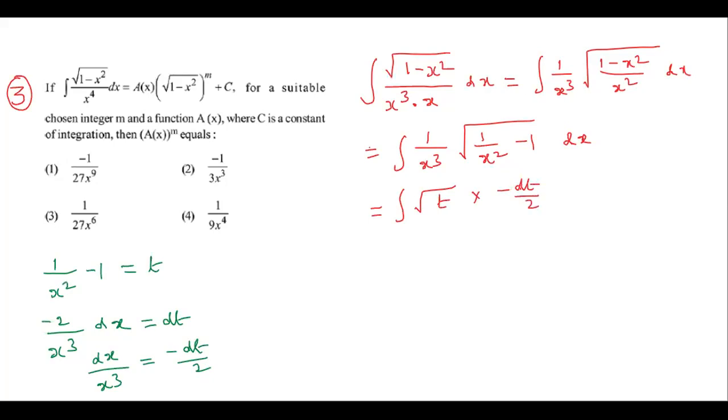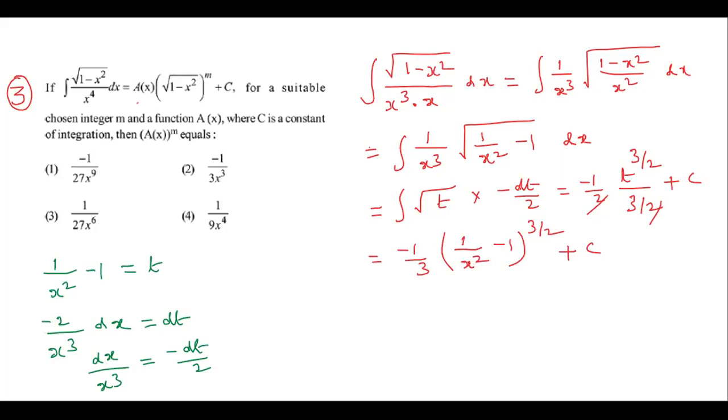Okay. So minus 1 by 2 integration root t. Root t means t power 1 by 2. So integration t power 1 by 2. What is that? T power 3 by 2 divided by 3 by 2 plus c. So here 2 cancels. Now we get minus 1 by 3 into t power 3 by 2. What is t? That is 1 by x square minus 1 whole power 3 by 2 plus c.